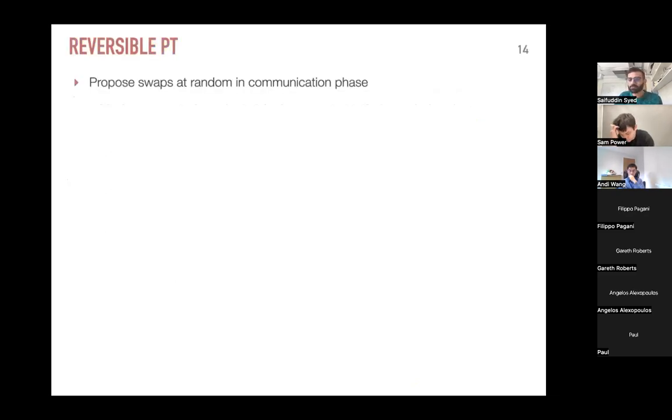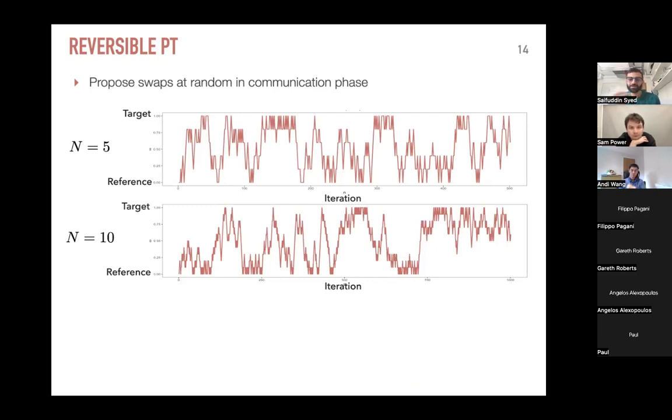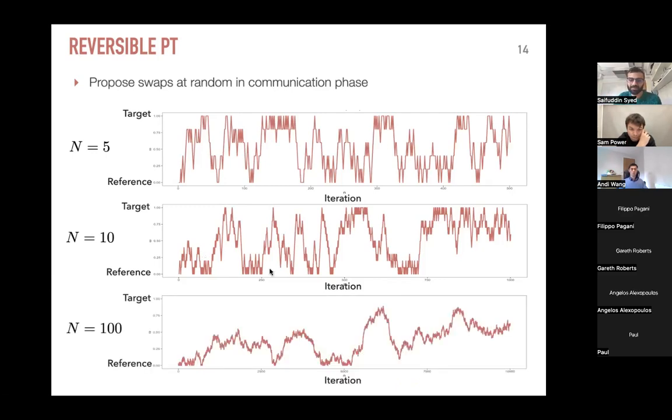So before we go into the non-reversible PT, let's talk about reversible PT a little bit more. Again, this is the situation where we're proposing adjacent swaps at random. Let's see how these different trajectories evolve over time. If you have n equals, say, 5, you start to see these squiggly lines, which are pretty common in our field. As you increase n, it becomes a bit more jagged as time goes on, and at n equals 100, it looks almost like a Brownian motion. And notice how as you increase n, you get less reliable communication between the reference and the target.